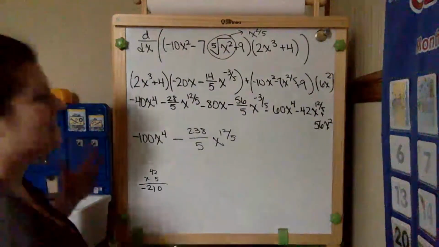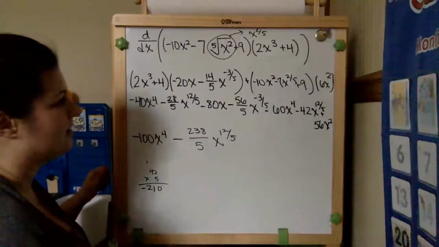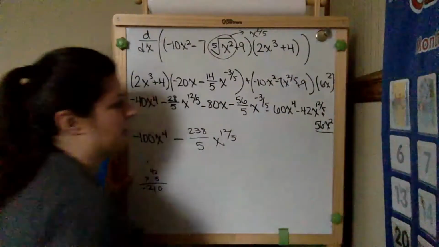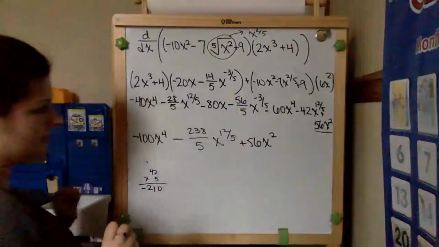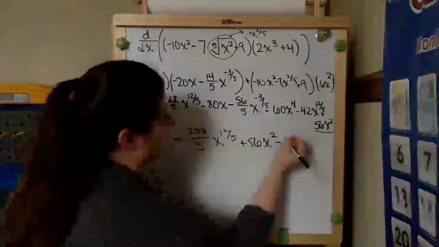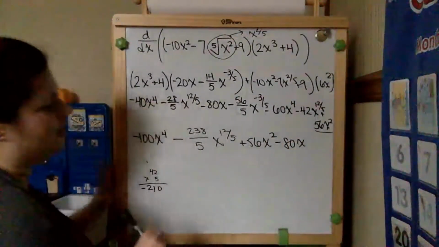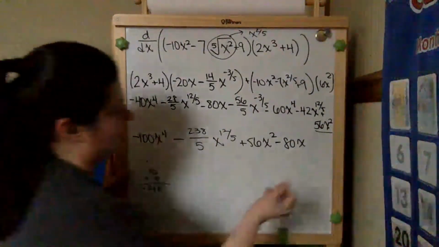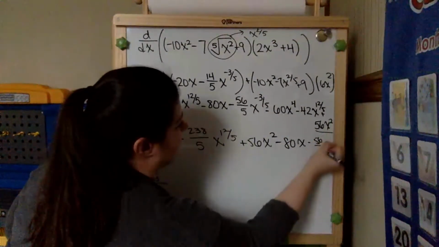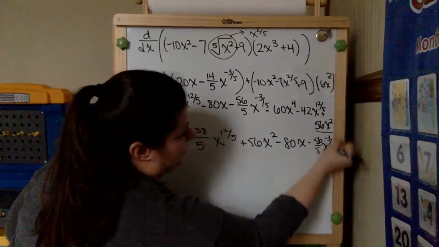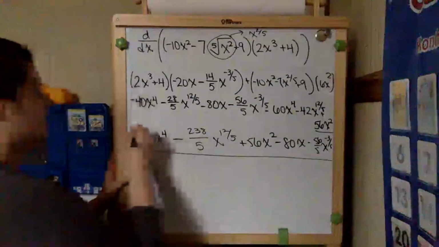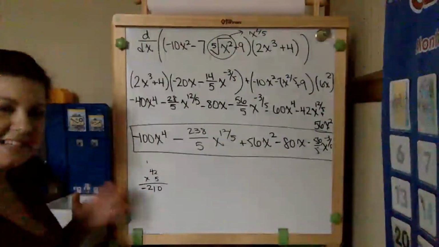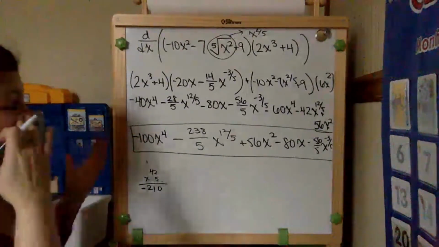12/5 are done. Next we have the first power. Second power. Plus 56x squared minus 80x, first power, and then we have our negative power here, negative 56/5 x to the negative 3/5. Not the prettiest answer that we've had, but it's doable.